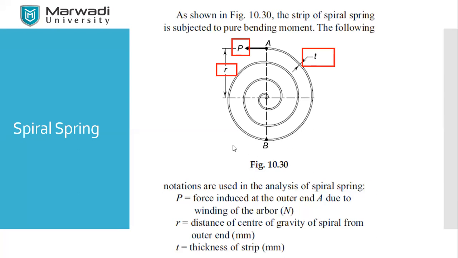I want everyone to draw this simple figure of the spiral spring and write down these notations in your book so that we can implement this in your day-to-day working procedure, and then we can write down the procedure to design this kind of spiral spring. These notations are very important. So all of you kindly draw this figure and write these notations in your book, then we will go further.